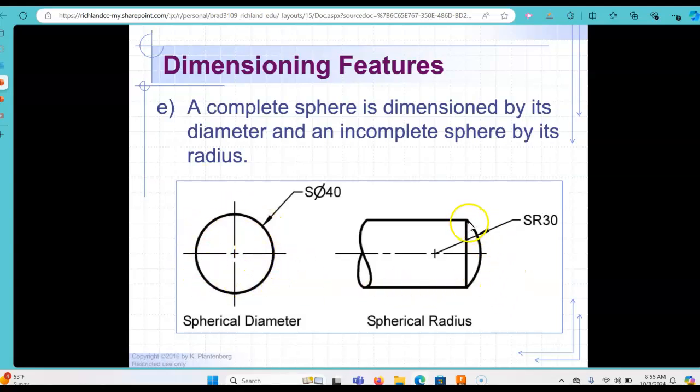Over on this side, we have what we call a spherical radius. That means the very tip of this part is going to be fully rounded in all directions on the end, and we use the callout or the symbol SR, which stands for spherical radius. I'm going to end this part of the lecture here. We'll stop the video, then you can come back and we'll pick up where I left off in the next one.